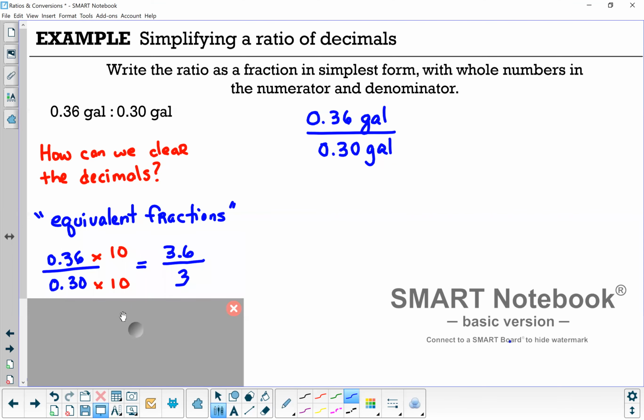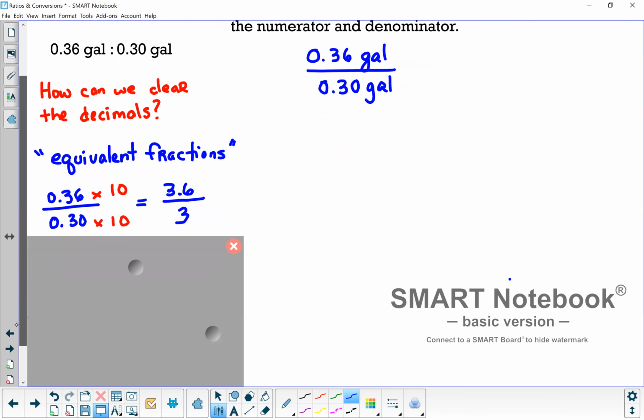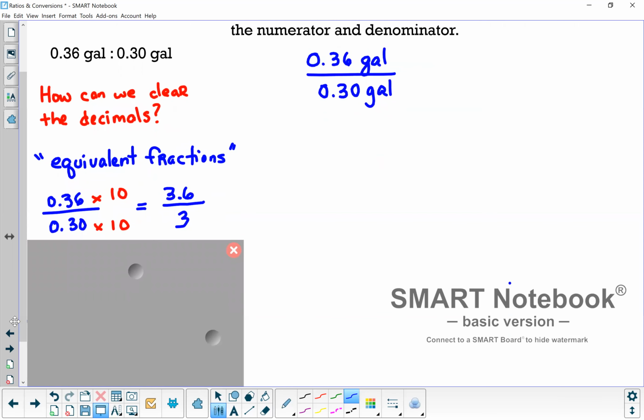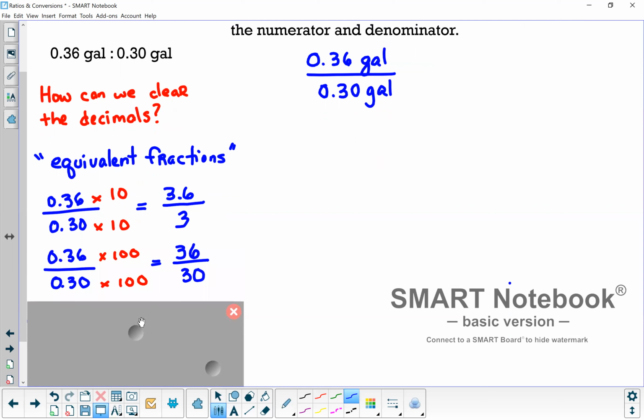What if instead of multiplying the numerator and denominator by 10, instead we multiply them by 100? Okay, so the numerator multiplied by 100 gives us 36. The denominator multiplied by 100 gives us 30. So that actually gives us an equivalent fraction where we have whole numbers in the numerator and denominator. But let's just try one more.